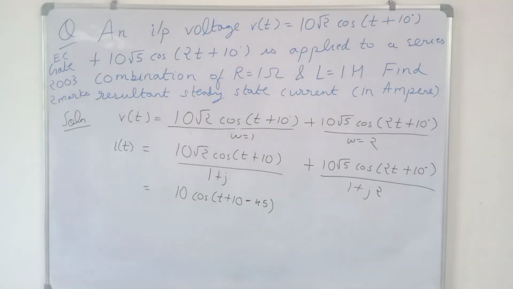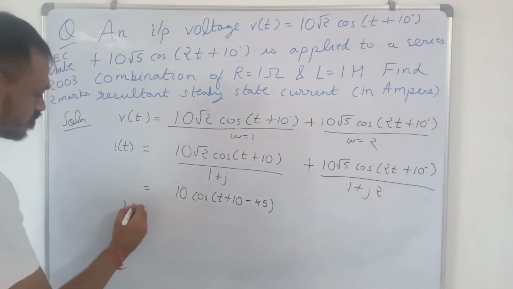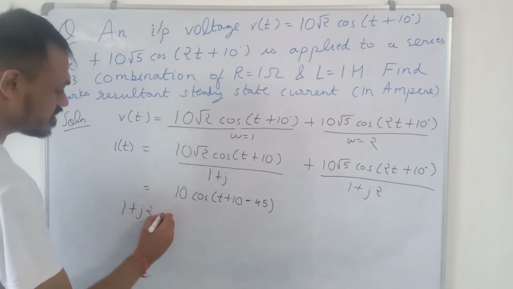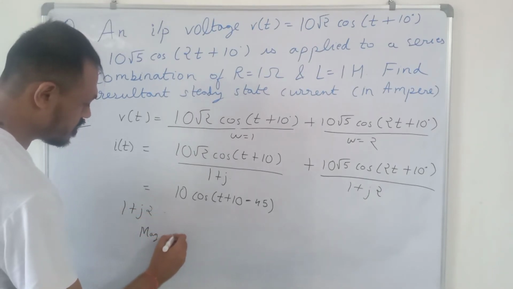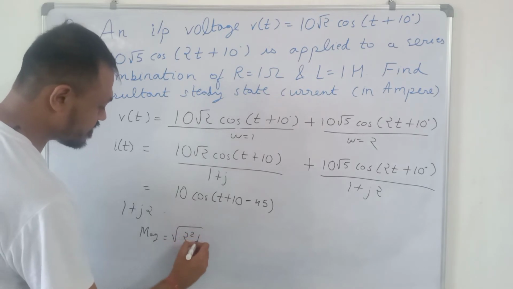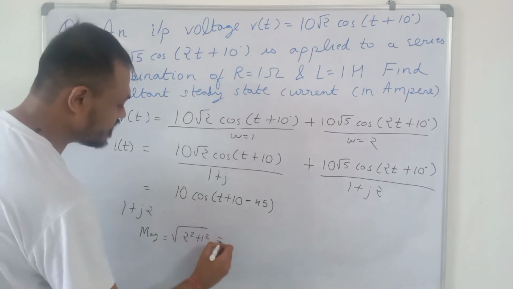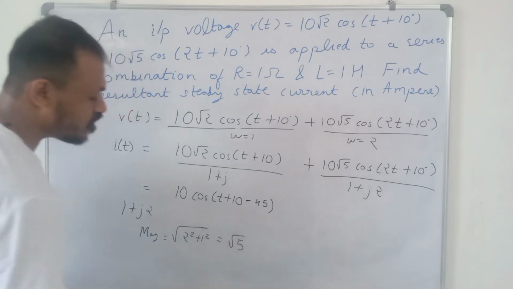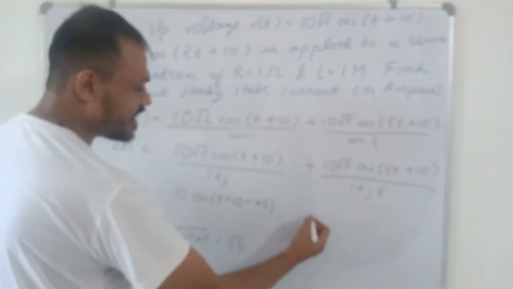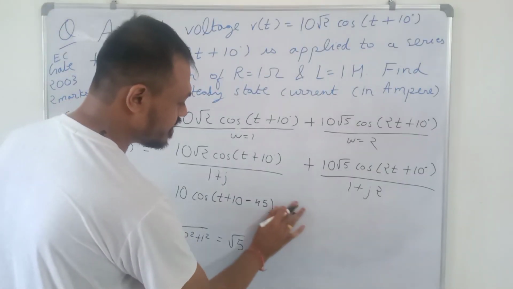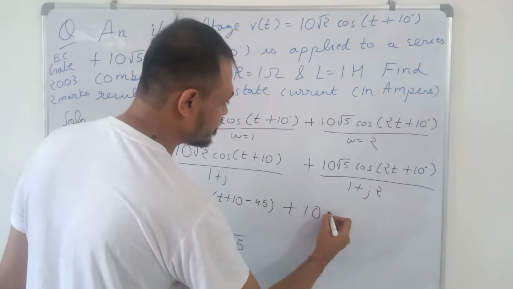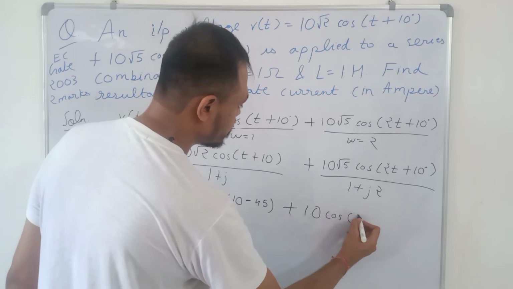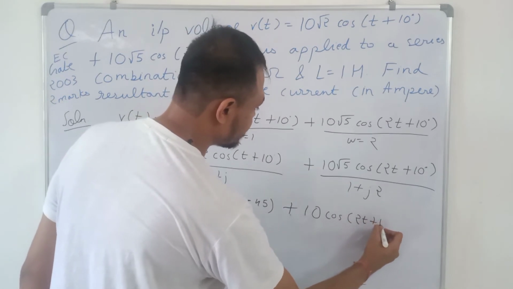So this is for the first part. Now for 1 plus j2, magnitude is equal to under root of 2 square plus 1 square. So magnitude is under root 5. So under root 5 in the denominator and under root 5 in the numerator as well. So both will cancel. So we will be left with 10 cos of 2t plus 10.